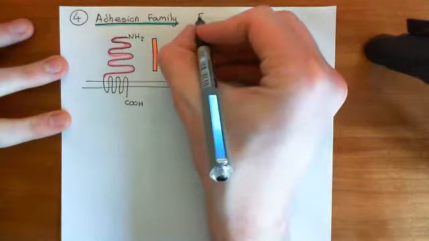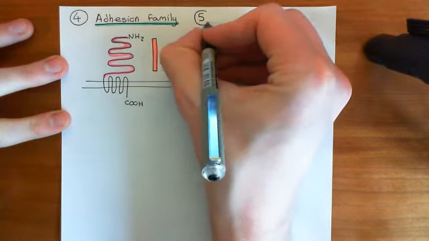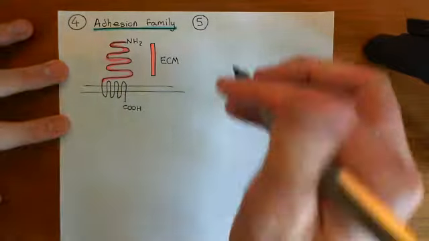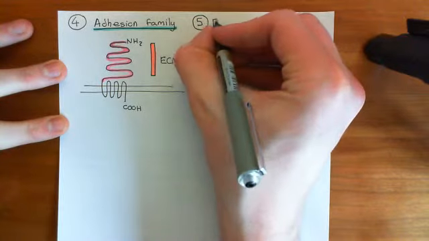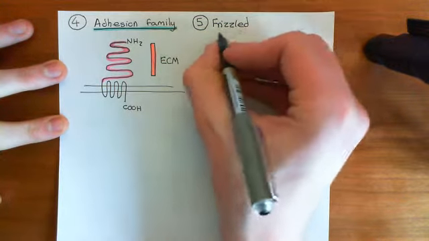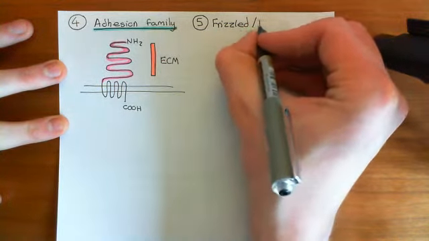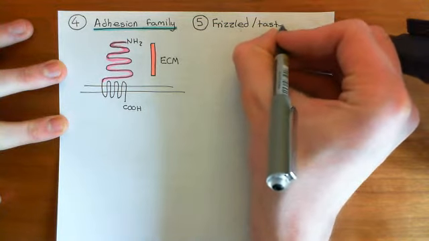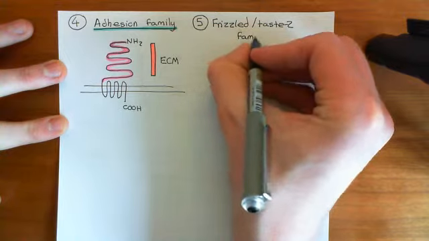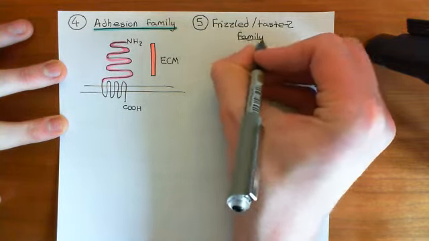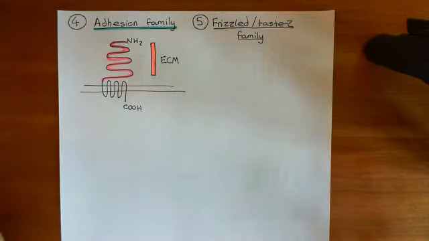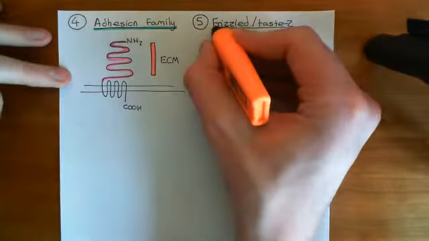Now we come on to the fifth and final family, which is the star of the show, basically. This is what we've been building up to. This is the family that contains the Frizzled receptors. Now the Frizzled receptors are quite an important member of this family, so the whole family is named after them. So this is called the Frizzled/Taste2 family, named after the two most important members of this family, which are the Frizzled receptors and also the Taste2 receptors.